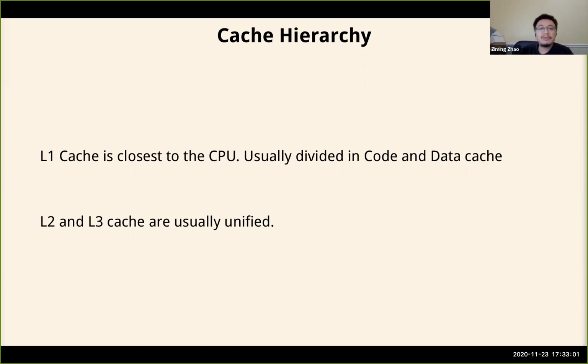Also, usually L1 cache is specific to one CPU core. Modern CPUs have multiple cores. The L1 cache is specific to each core. They don't share that. L2 cache is probably shared by multiple cores, but not all the cores. And L3 cache is much bigger and shared by all the cores.